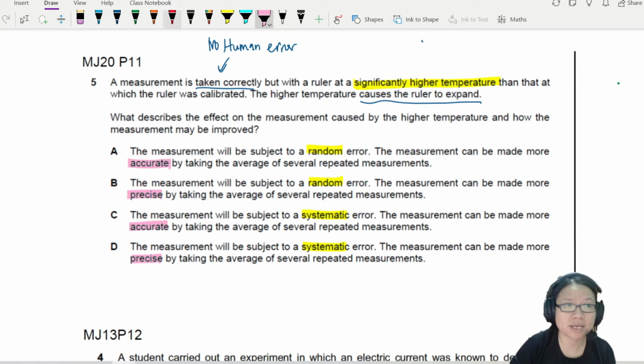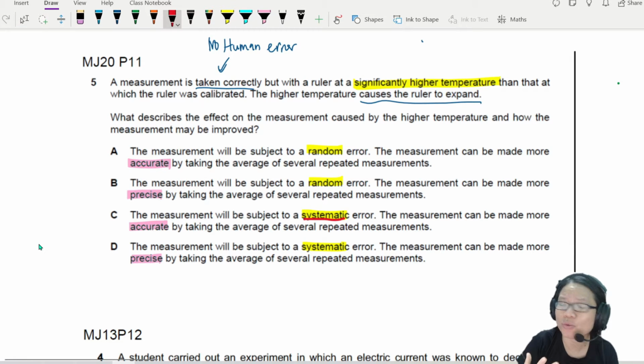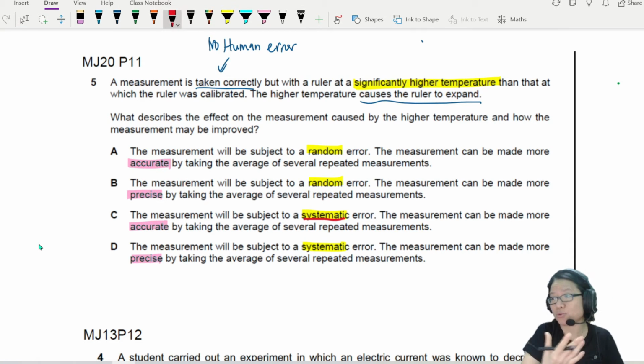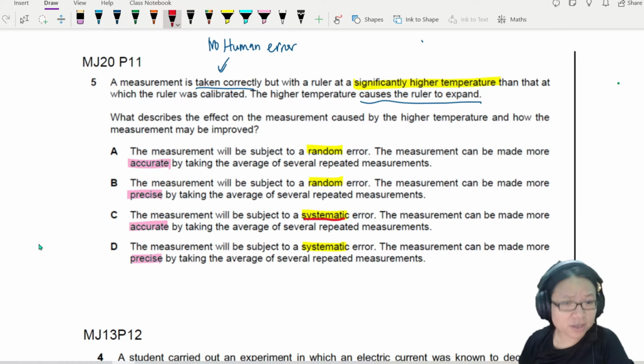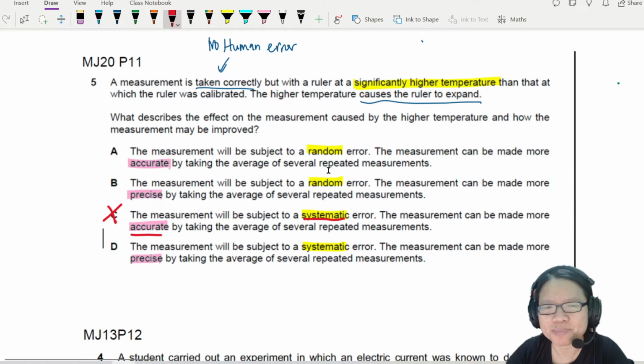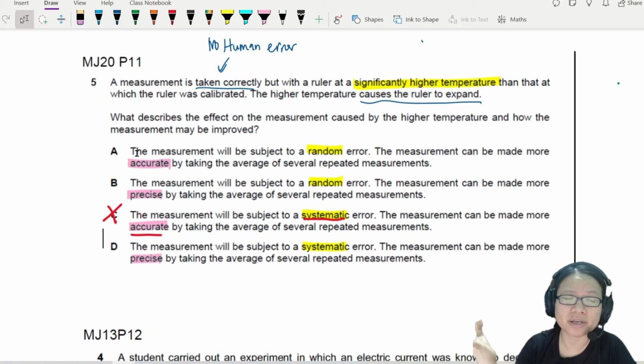If it's systematic, taking an average doesn't help with the accuracy because your reading is always maybe smaller than the real reading. You take the average, still smaller than the real reading. So this, nope. Okay. What else? Random. Random can be made more accurate, more precise. So I just now need to decide, is this a random error or is this a systematic error? Okay, let's see.